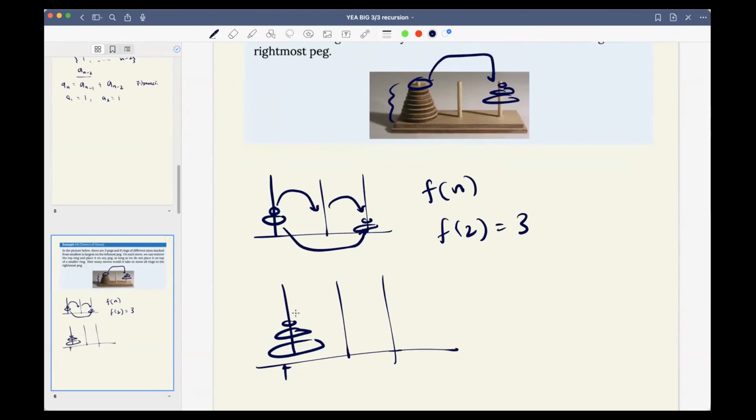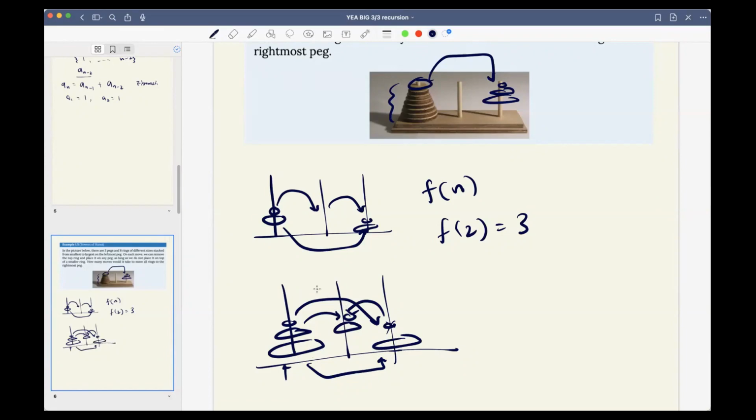So first, we're going to move the small one to here, and then move this middle one here, and then move the small one back on top here. That way we have this biggest one over there, and then we can move it to the right spot.